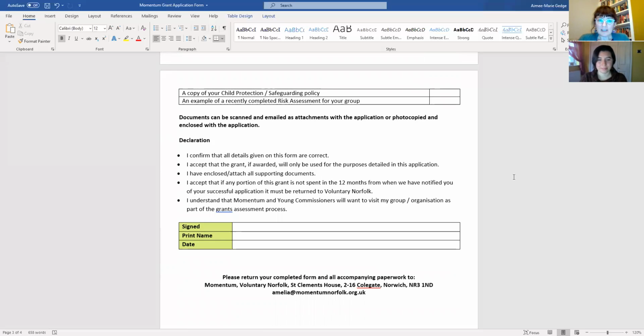The next bit, we just need to double check you've got all the supporting documents. This is one of the major reasons that slows down applications, because people have forgotten to send in one of their documents. So make sure you check that you've got everything.